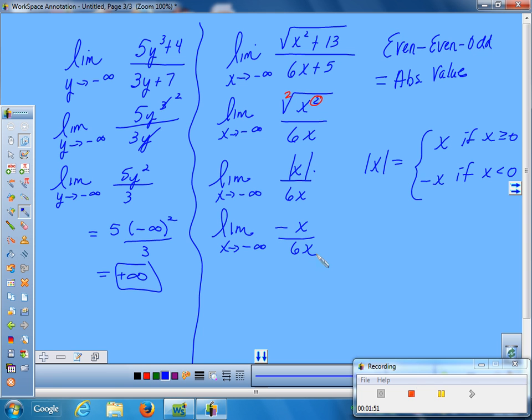And then, finally, you can cancel your x's and say your answer is negative 1/6. Okay. You only have to worry about that if it's an even root, it went even, odd, and you're going to negative infinity. Because if you're going to positive infinity, it's just going to be plain old ordinary x like usual. So it's a fairly specialized case, but of course I will make sure it happens for you.